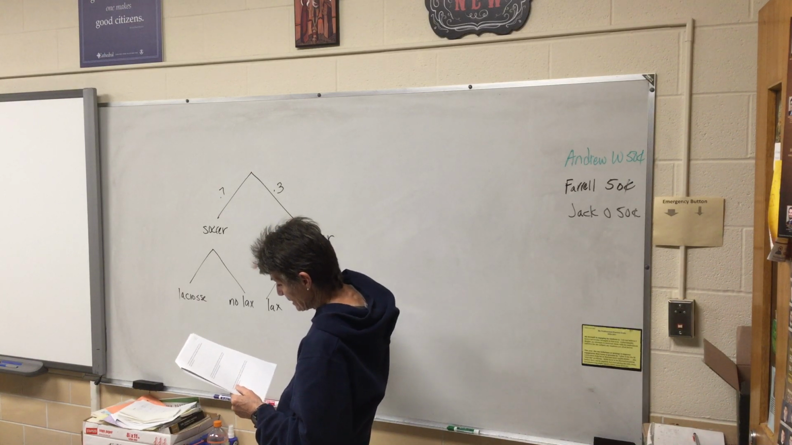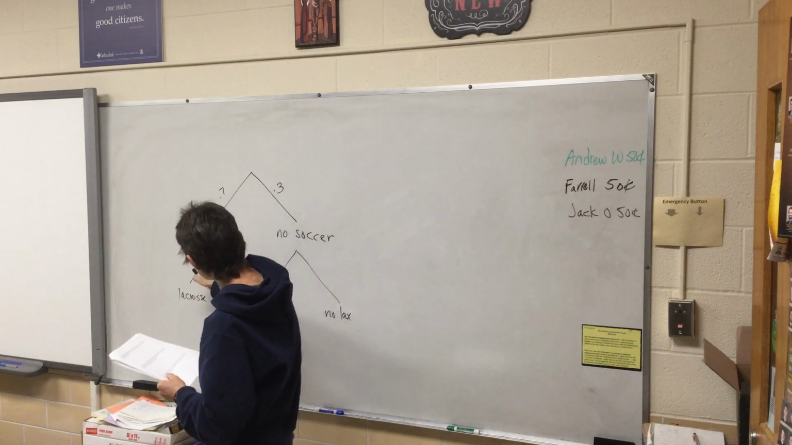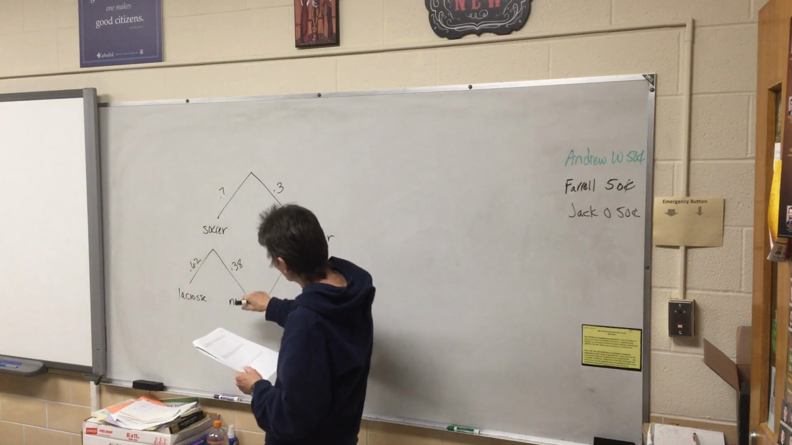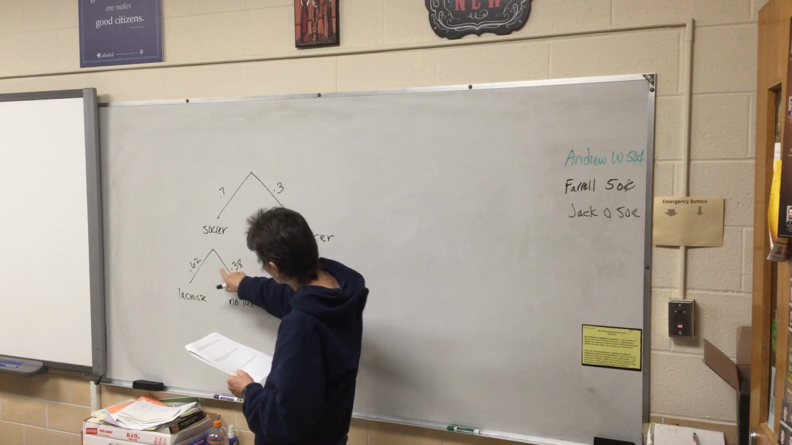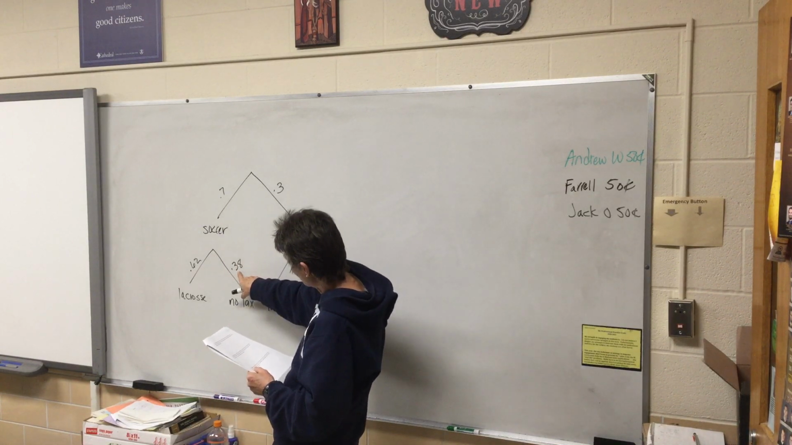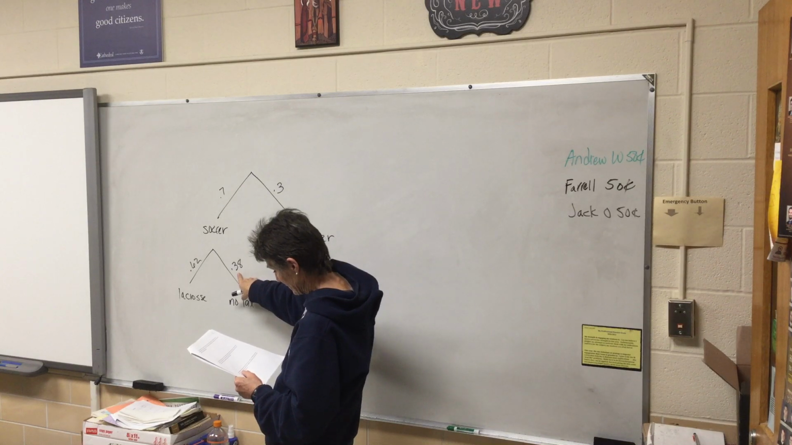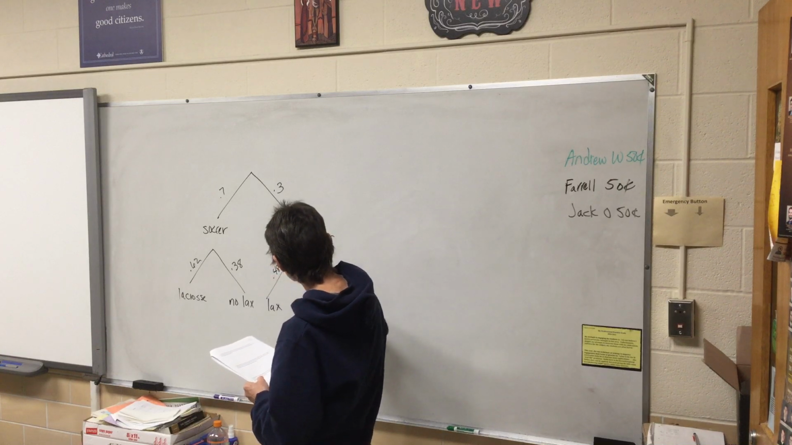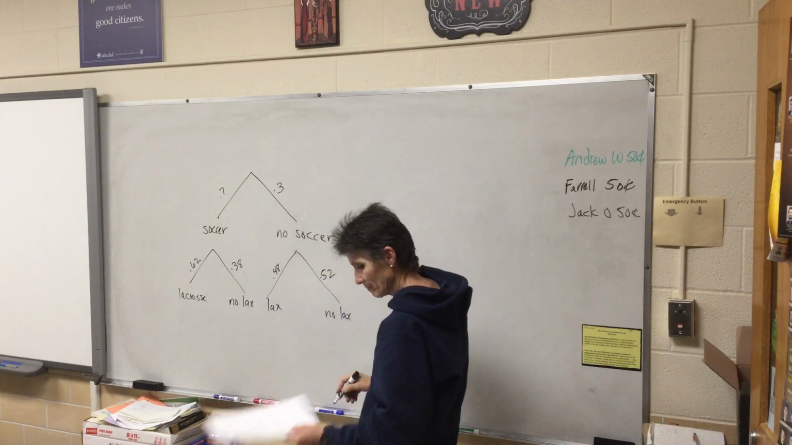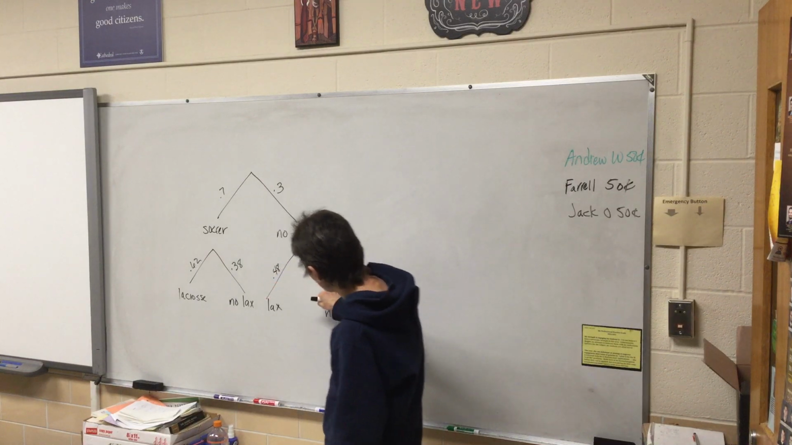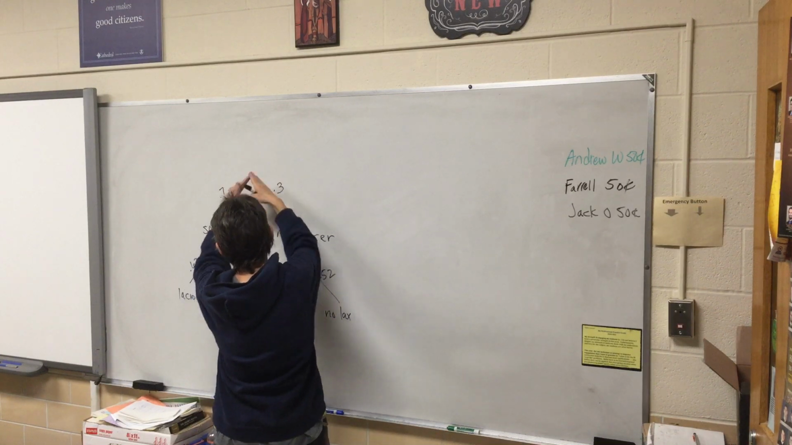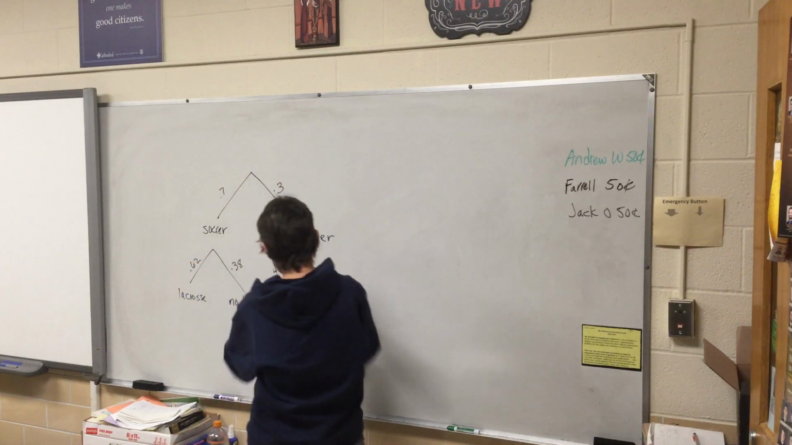If a student plays soccer, his probability of lacrosse is 0.62, which would mean this is 0.38 because these have to add up to 1. And if he doesn't play soccer, it's 0.48 and 0.52 because these have to add up to 1 also. Each of these has to add up to 1. So this adds up to 1, this adds up to 1, and this adds up to 1.